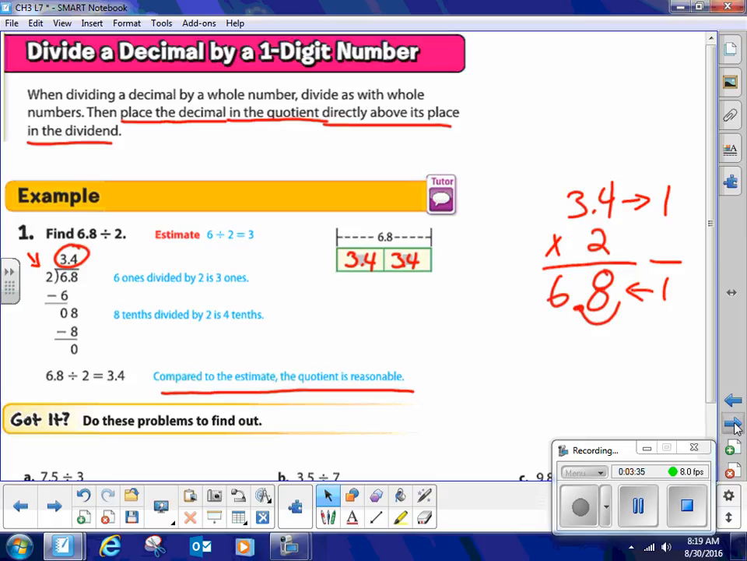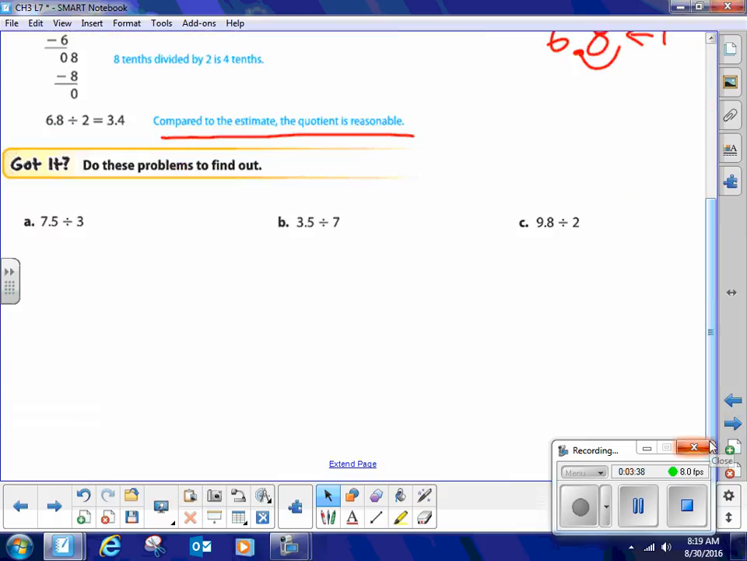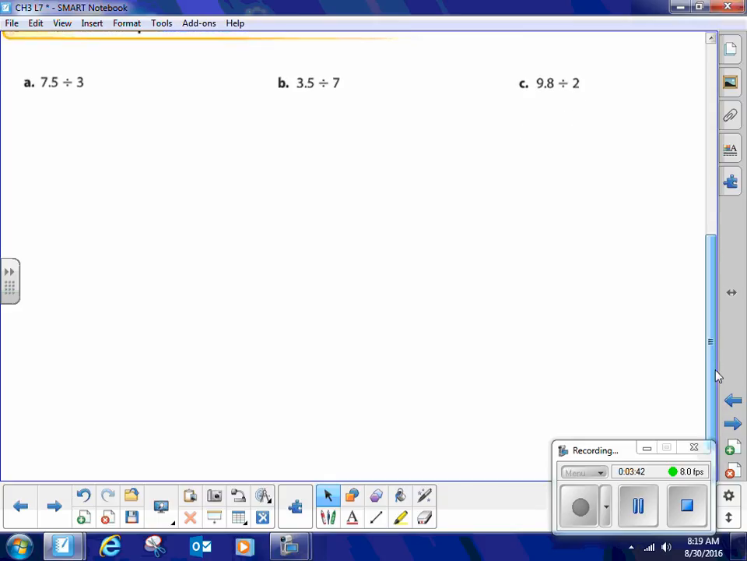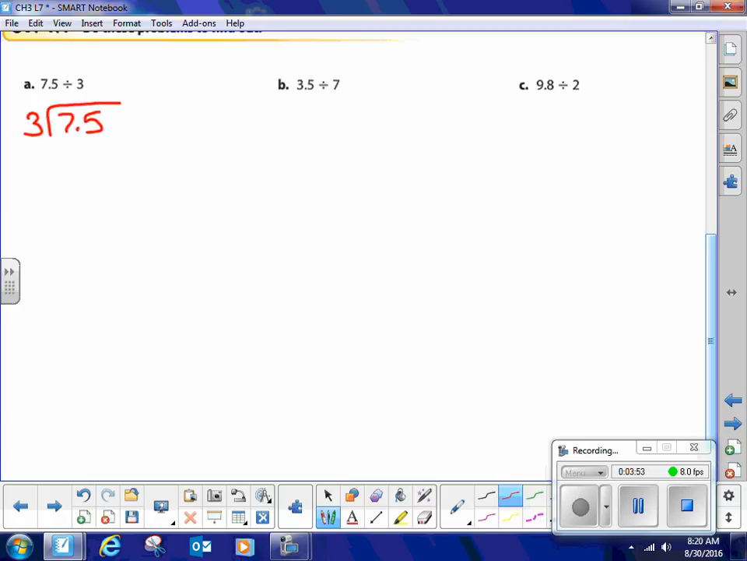Okay, we'll go down here and work on these. All right, I'll extend my page a little bit, get this looking nice. All right, so we take 7.5 and divide it by 3. So that is, when written correctly, we take 7.5 divided by 3. We're dividing with a single-digit number.